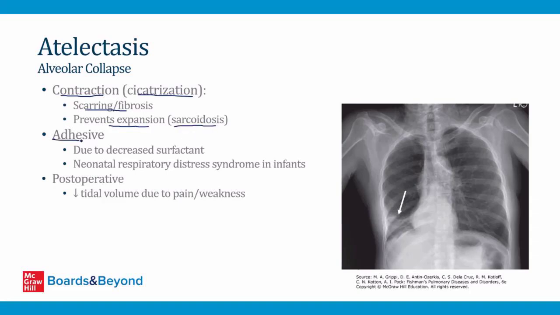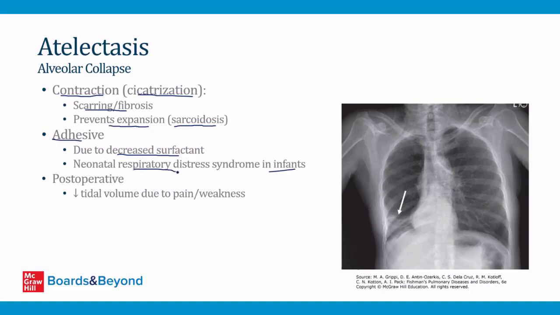And then adhesive atelectasis is what happens in babies with the neonatal respiratory distress syndrome when they don't produce enough surfactant. Without surfactant, there's high surface tension. I talk about this in detail in other videos, and the alveoli will collapse. And that's called adhesive atelectasis, usually seen in infants who have the neonatal respiratory distress syndrome.